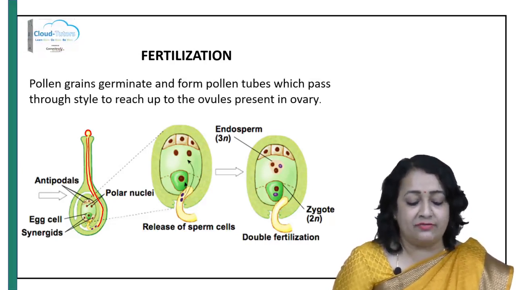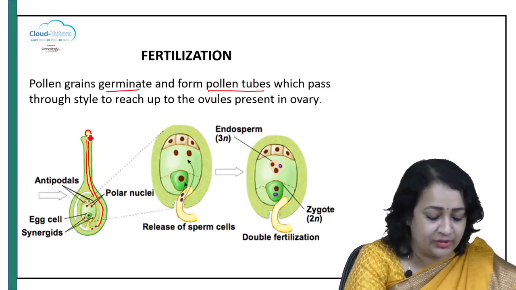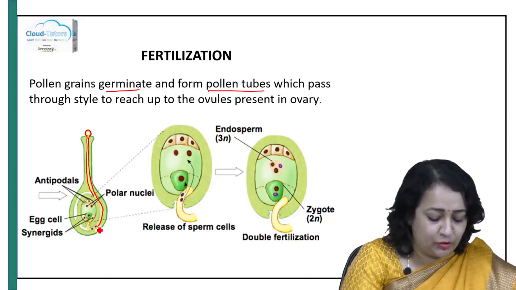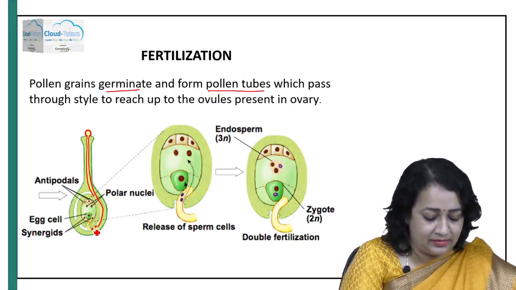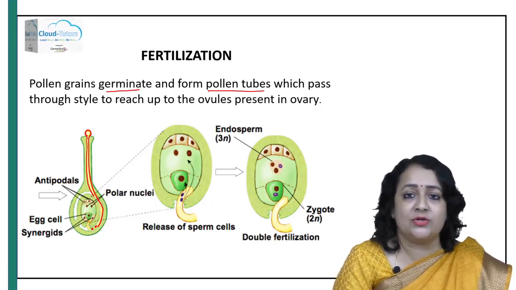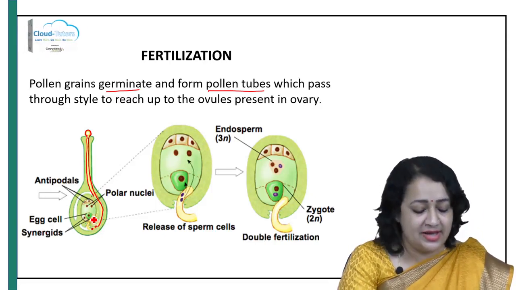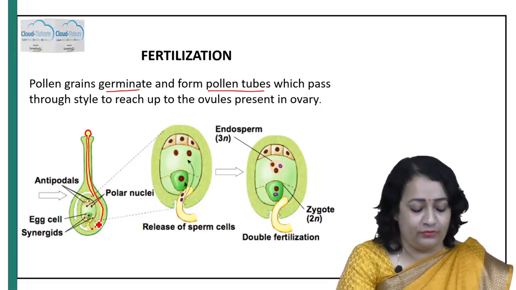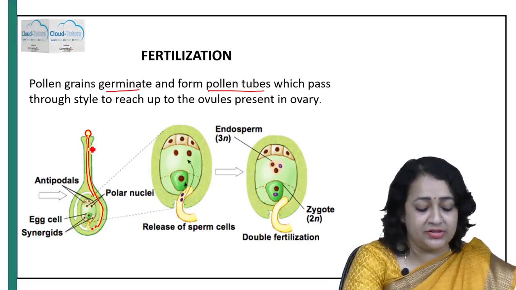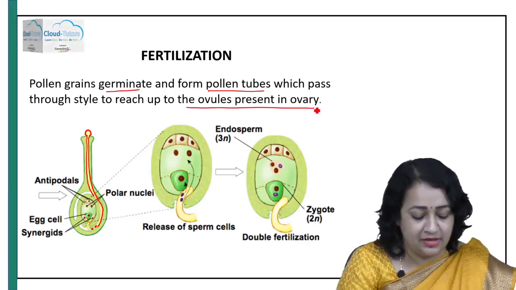So what happens in fertilization is that the pollen grains germinate and form pollen tube. You can see here the pollen grain has germinated and this pollen tube is formed. Now this pollen tube has two nuclei here. One is the generative nucleus and the other one is the tube nucleus. Because of the tube nucleus, this pollen tube has formed and that has reached the micropylar region of the embryo sac here, which is inside the ovule. So what will happen now? There are two nuclei here. So the pollen tube here gets into the stigma and reaches to the ovule present in the ovary.